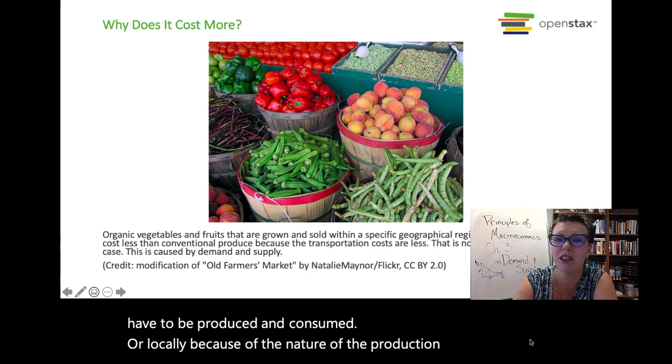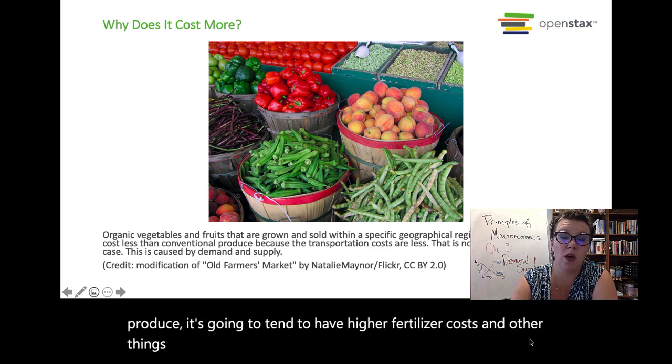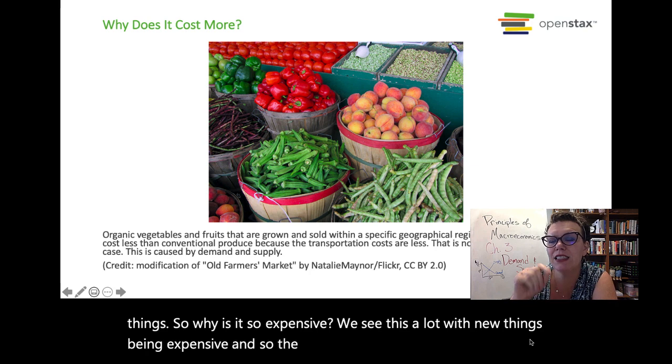Conventional produce is going to tend to have higher fertilizer costs and other things. So why is it so expensive? We see this a lot with new things being expensive. And so the reality is it's not just about the cost it takes to produce something.